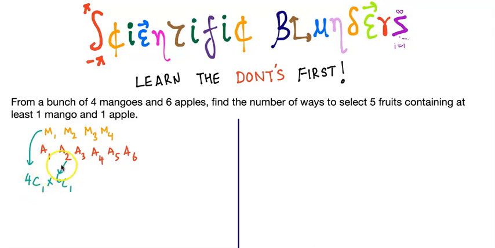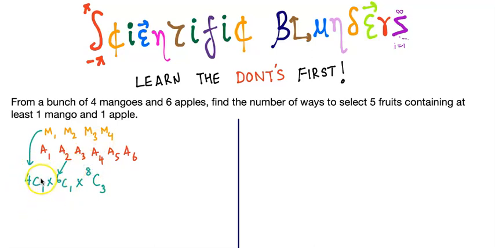4 choose 1, some people say choose, but essentially I'm picking 1 out of 4 mangoes, 1 out of 6 apples, and then I need to pick a total of 5, so I have 3 more to pick, correct? So how many options do I have now to pick from? Well, I need to pick 3, and of the 10 I've already picked 2, right? Which means I have 8 left.